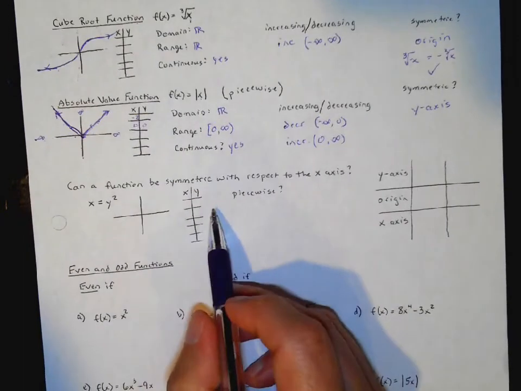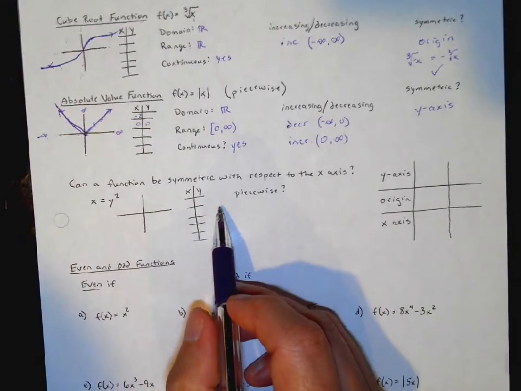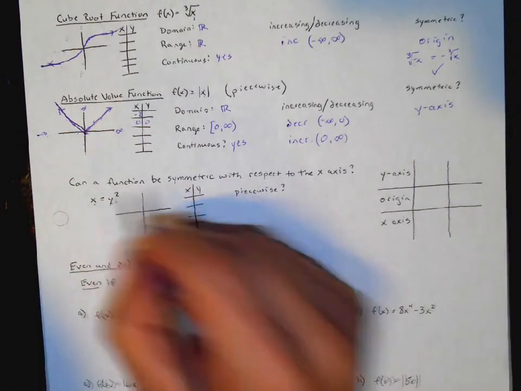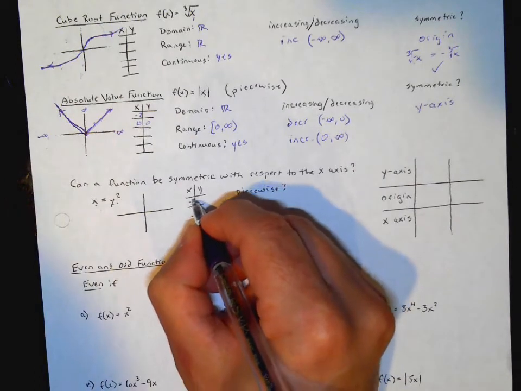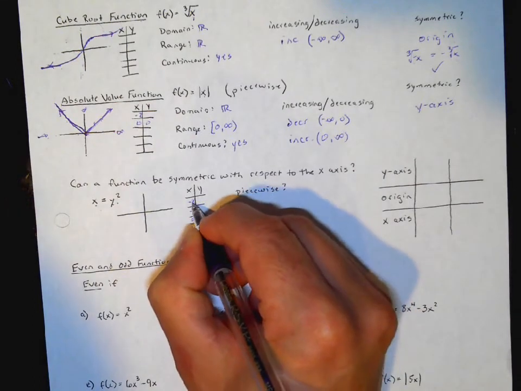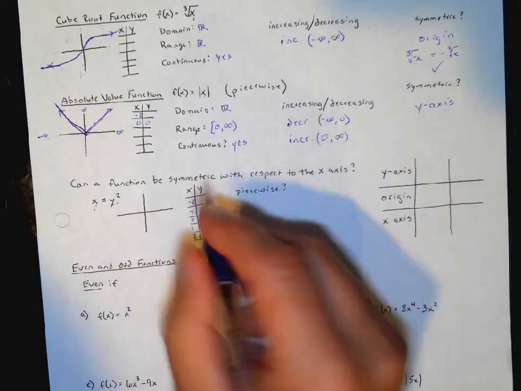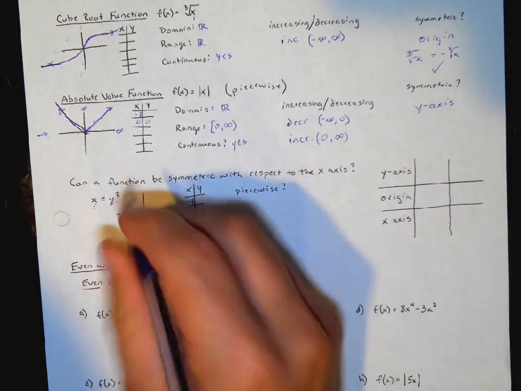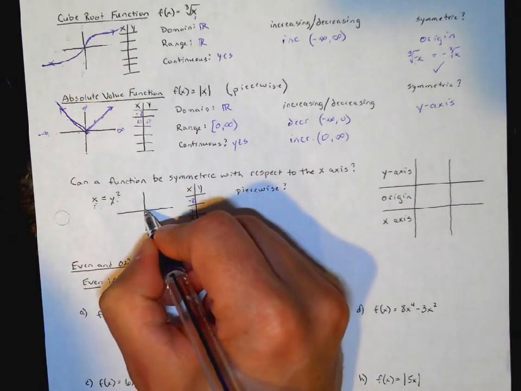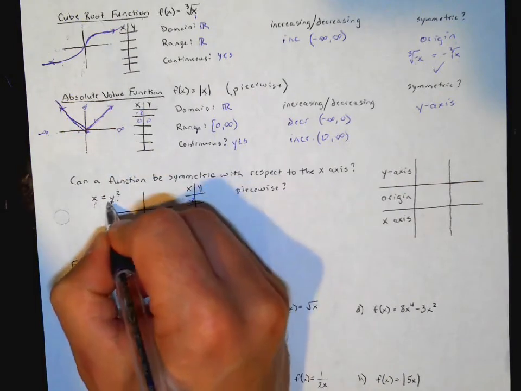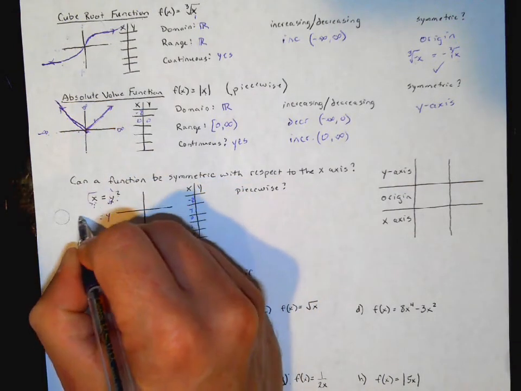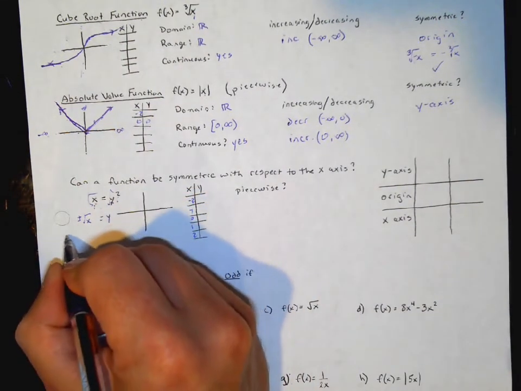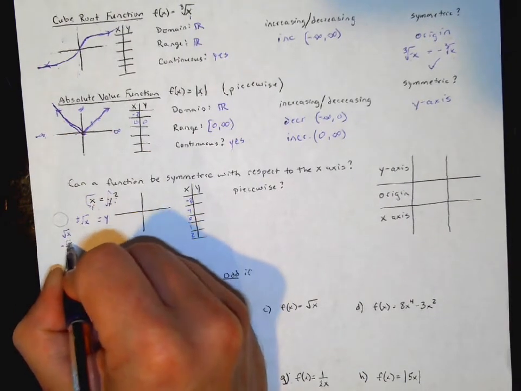So can a function be symmetric to the x-axis? If we choose to do this function instead, x equals y squared. If I pick any x's and I square these, the opposite of squaring is taking the square root, right? This is all for y. So if I take the square root of both sides, I have y is equal to plus or minus the square root of x. So this gives me actually two different equations: the square root of x and the negative square root of x.